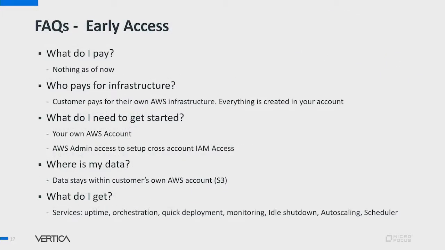Again, to reiterate, what do you pay right now? There is no Vertica fee as of right now in the early access mode. However, customers still have to pay for the infrastructure cost. And to get started, all you need to do is bring your own AWS account. You will also need help from your AWS admin to set up this cross-account IAM access. And where is your data? The data is staying within customers' own AWS account.